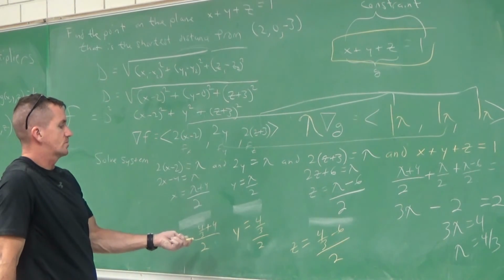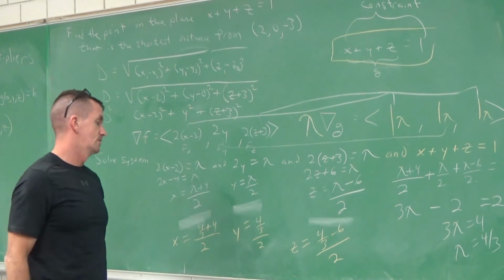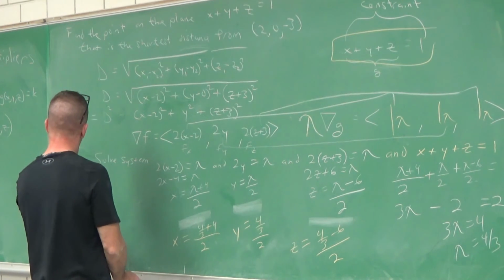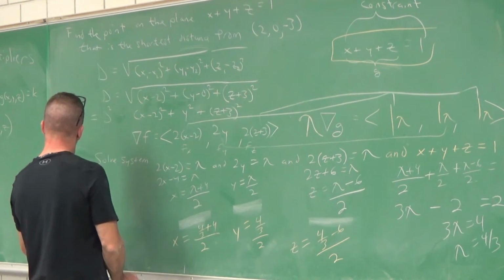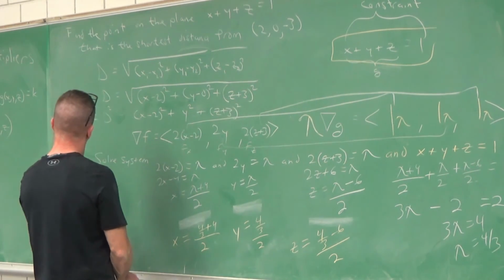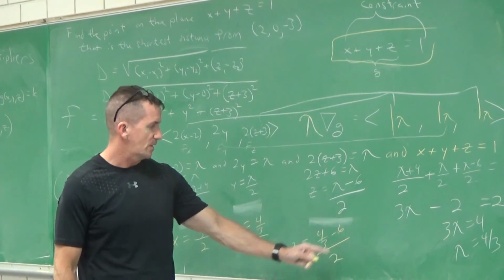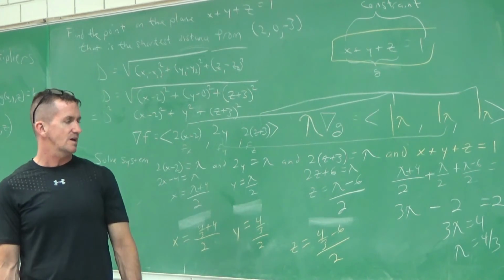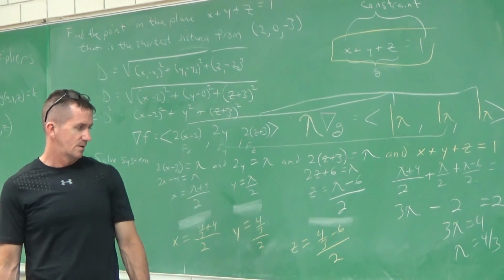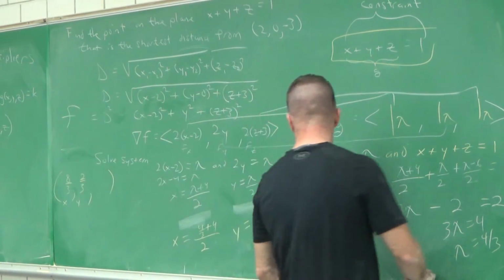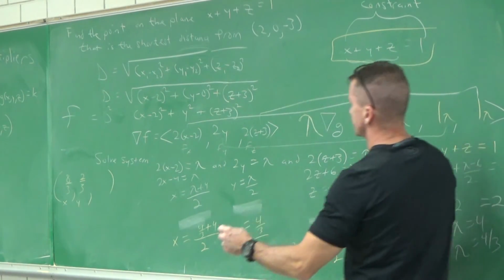Y equals 4/3 divided by 2, 2/3? Mhm. Let's see. What's 4/3 minus 18/3? What's negative 14/3 over 2? Negative 7/3. Negative 7/3.